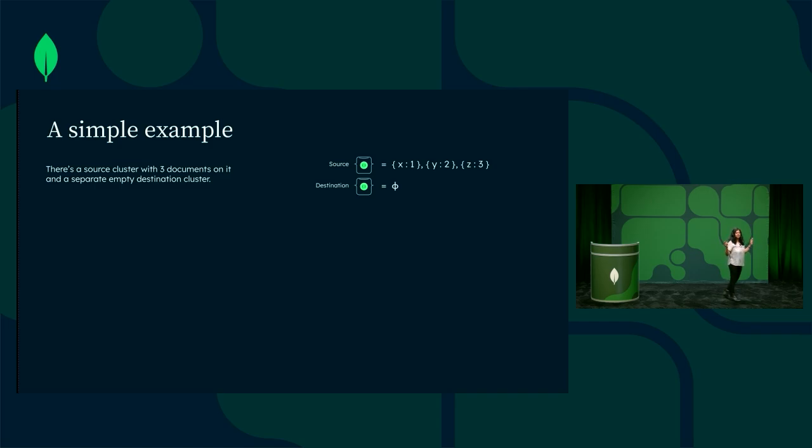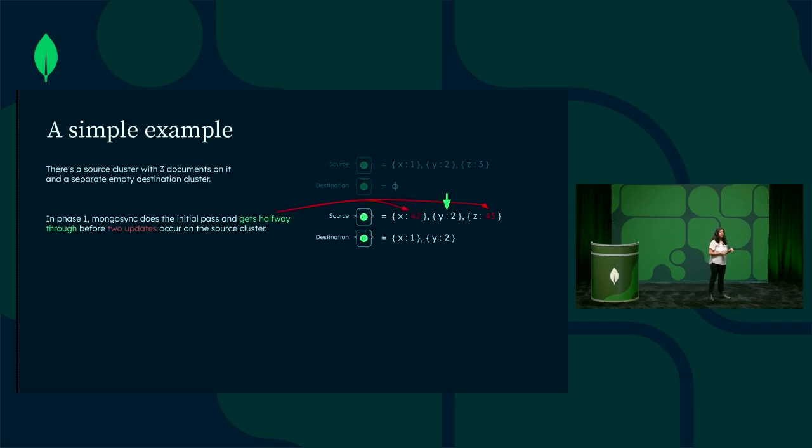Let's take a very simple example and walk through this. We'll take an example where my source cluster has one database, one collection, 3 documents. Straightforward, simple enough. My destination is an empty cluster. In the first phase, you start MongoSync and it starts copying over. It copies over X, it's trying to copy over Y. At that same time, X and Z changed on the source.